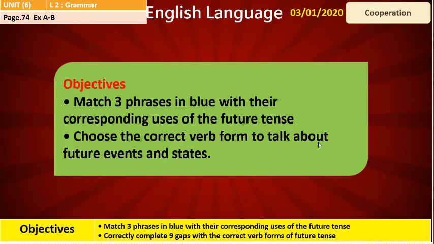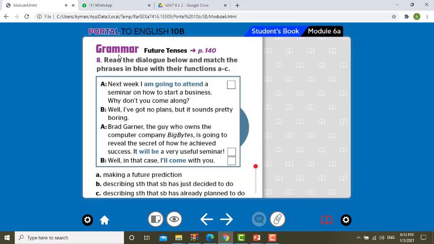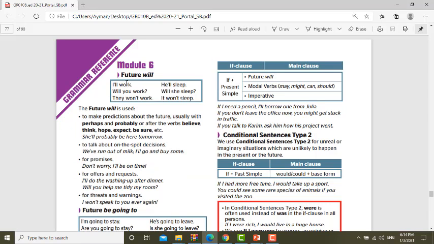Ready? Just open your student book on page 74. Page 74, grammar, future tenses. You are oriented to the grammar reference in page 140. So just open your student's book, grammar reference, page 140. Here we are. Future will.